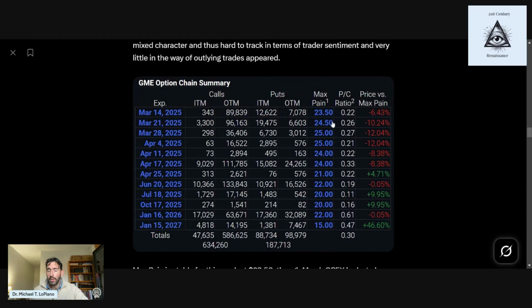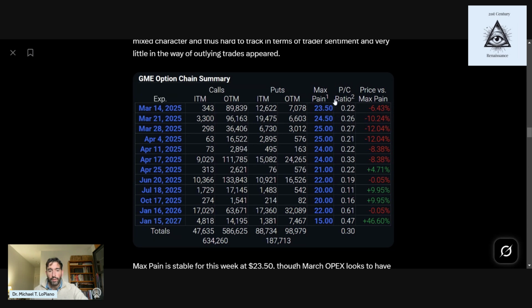Next week, it did move down to 24.50. I think that would have occurred yesterday, or the day before, so not as a result of yesterday's price action. Still in that kind of 25 area for March, right? Lower, 24, 25, 24 now for early April. April OPEX, we do have quite a lot of options kind of piling up.